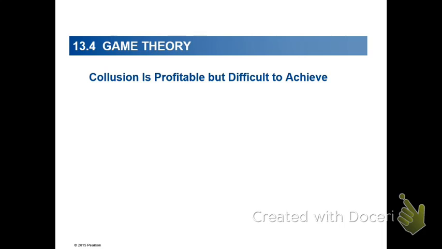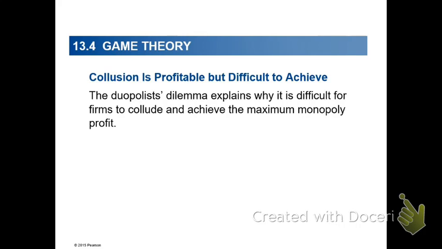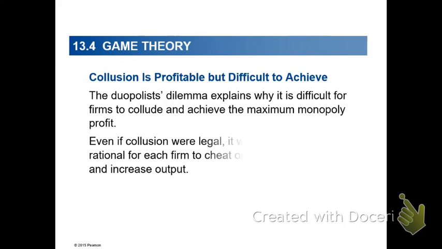so the conclusion that we should get from this is that collusion is profitable. Collusion can really improve the profit opportunities for firms like Airbus. It can lead to desirable jail sentences for criminals and players. But at the end of the day, collusion is very difficult to achieve. The duopoly's dilemma really explains why it is difficult for the firms to collude and achieve the maximum monopoly profit, because they don't really trust each other.